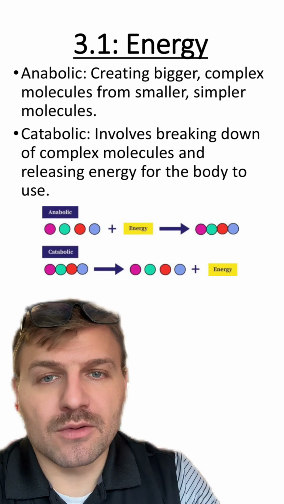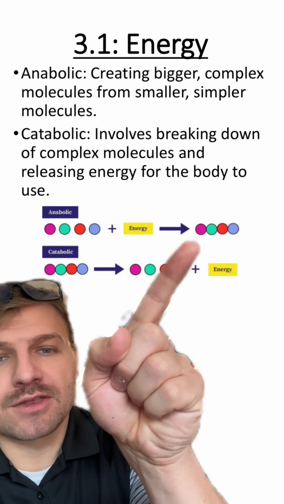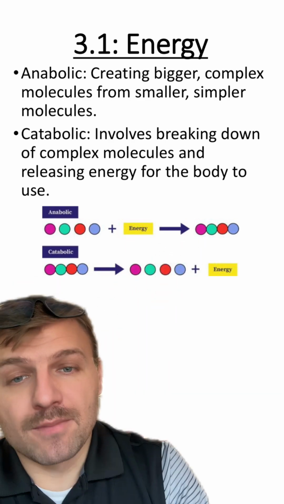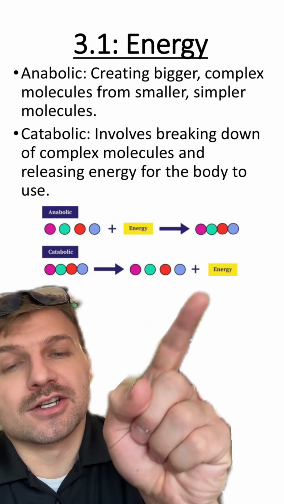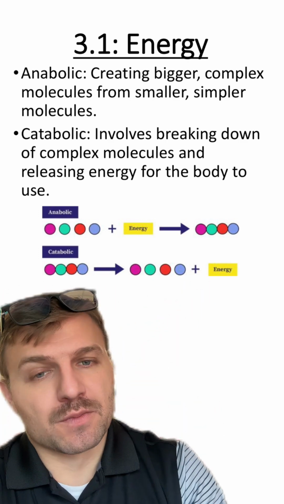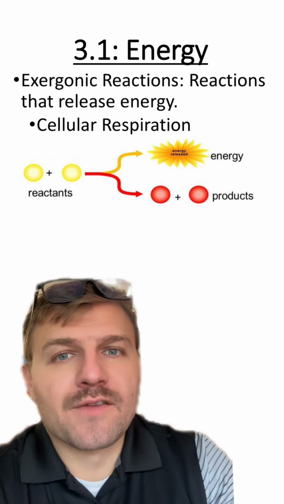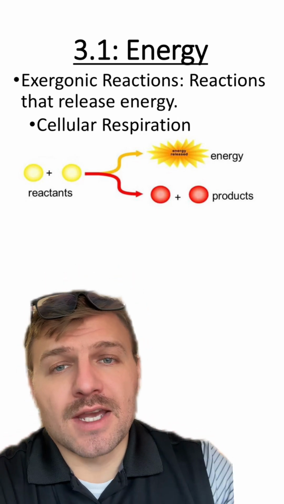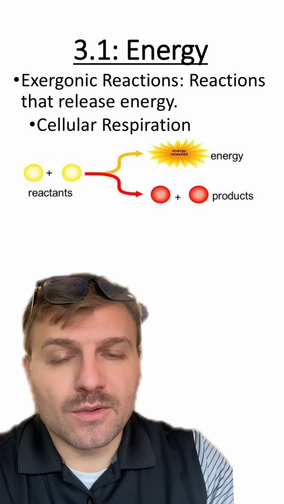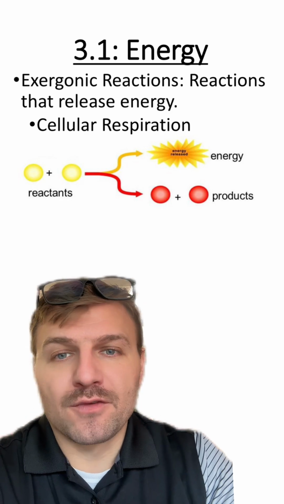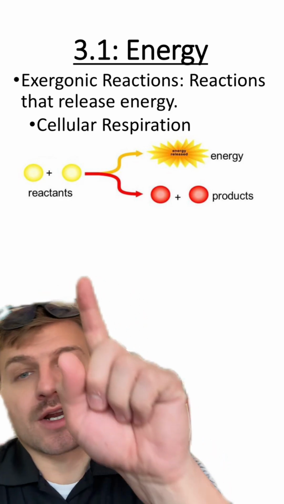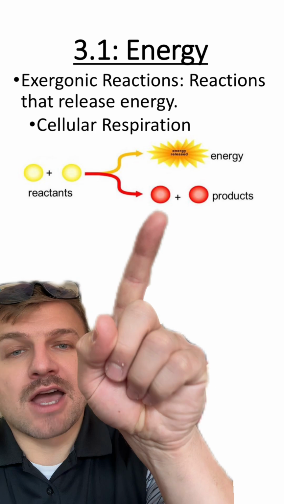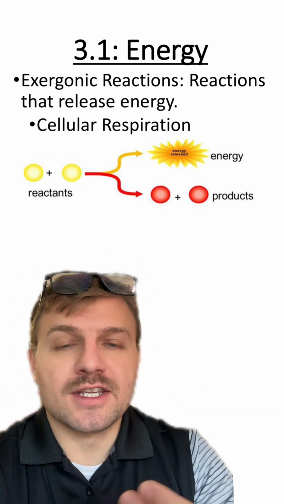Typically, in an anabolic reaction, you are using energy to make those larger molecules. And in a catabolic reaction, you are gaining energy by breaking down those larger molecules into smaller molecules. Whenever we release energy from these types of reactions, this is known as an exergonic reaction. And the example that we talked about before is cellular respiration. This is where we're going to take a carbohydrate, break it down, and get energy to use in the cell.